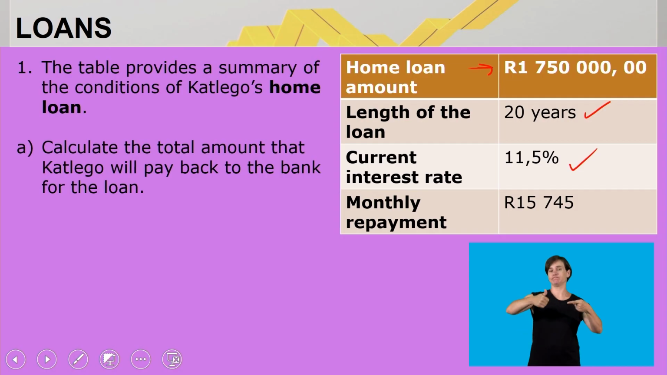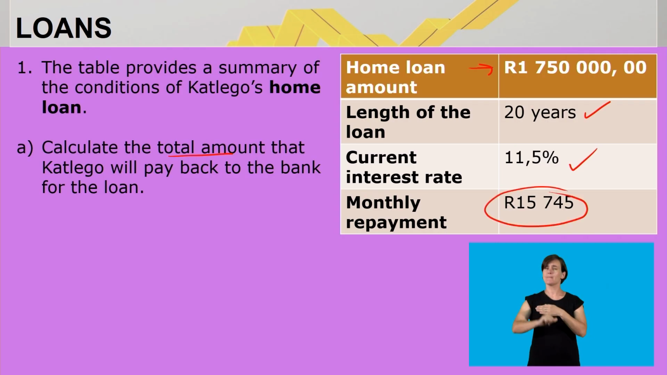So the first question here, question 1A. Calculate the total amount that Katleo will pay back to the bank for the loan. Okay, so we can see here the monthly repayment is 15,745 rand, and the length of this loan is 20 years. So therefore, I will say 15,745 rand multiplied by 20 years. But remember, it's a monthly payment, so I need to multiply by 12 as well.